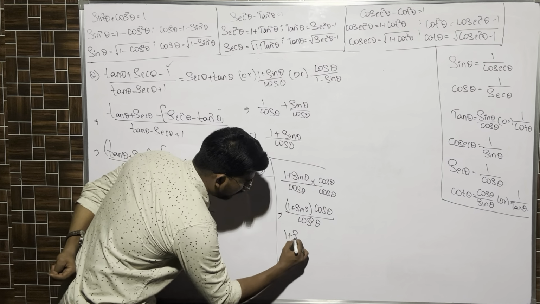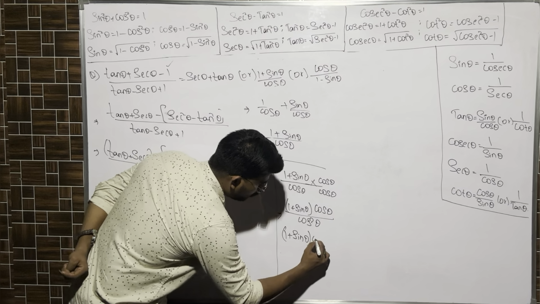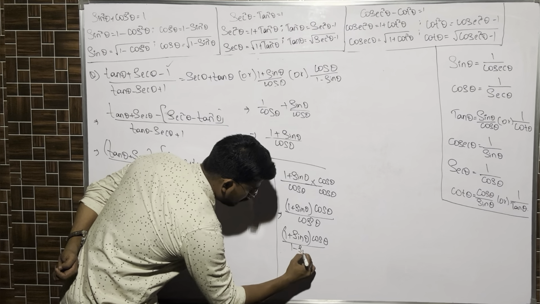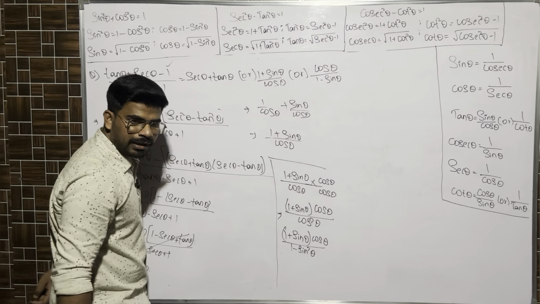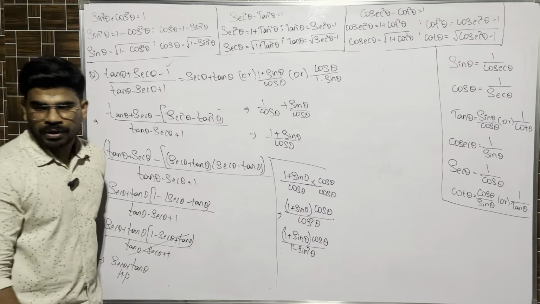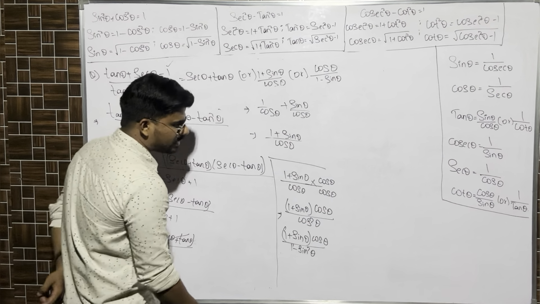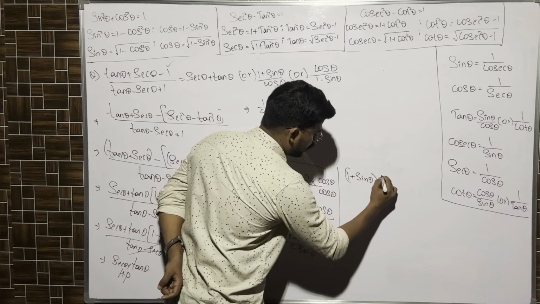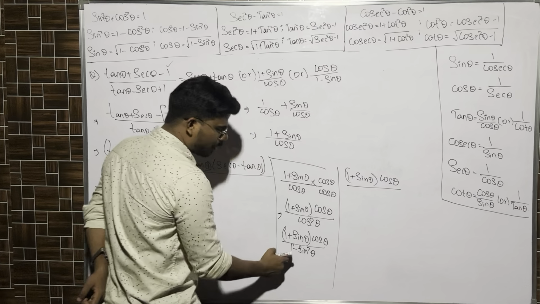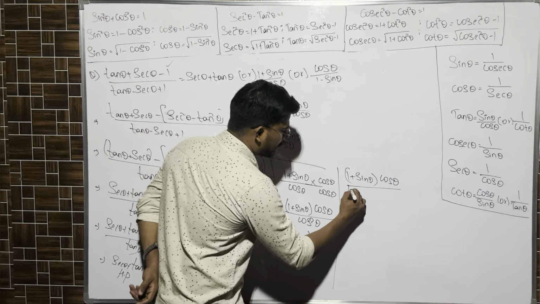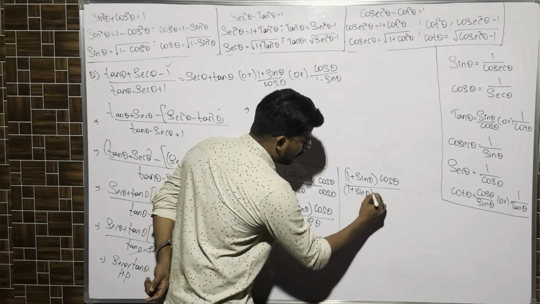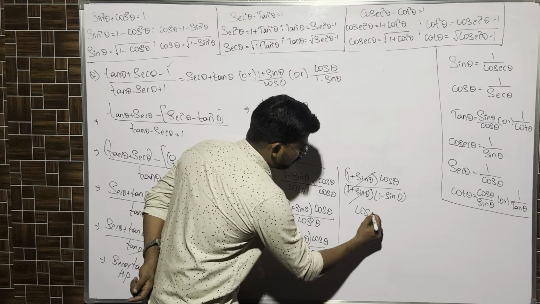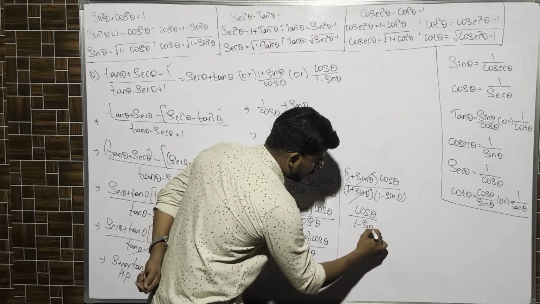So in the numerator we have 1 plus sin theta into cos theta, divided by 1 minus sin square theta. 1 minus sin square theta, 1 square should be written as 1 square, so it will become 1 plus sin into 1 minus sin. In the numerator, 1 plus sin theta as it is into cos theta as it is. In the denominator, 1 plus sin theta into 1 minus sin theta. 1 plus sin theta and 1 plus sin theta cancelled. We have cos theta by 1 minus sin theta.